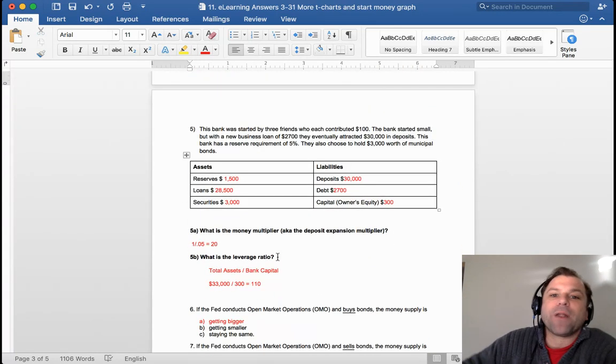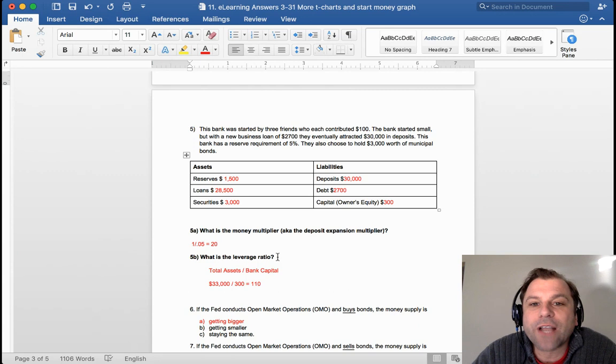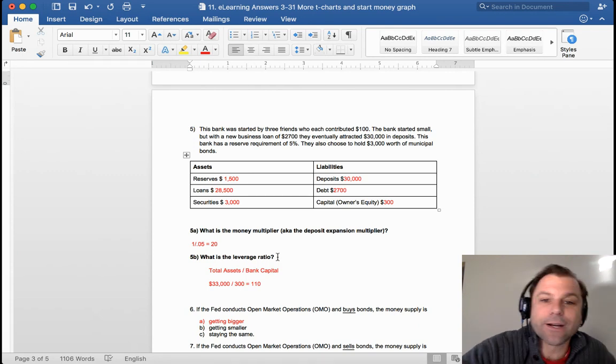Next, we had problem number 5. This bank was started by 3 friends, who each contributed $100. That's your owner's equity. The bank started small, but with a new business loan of $2,700, they eventually attracted $30,000 in deposits. This bank has a reserve requirement of 5%. They also chose to hold $3,000 worth of municipal bonds. So take a look at what they did here.